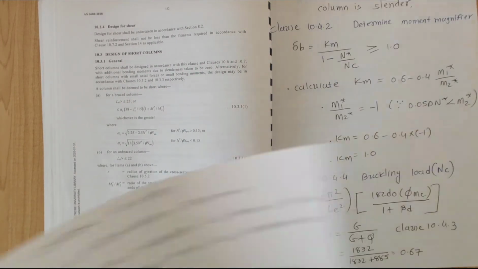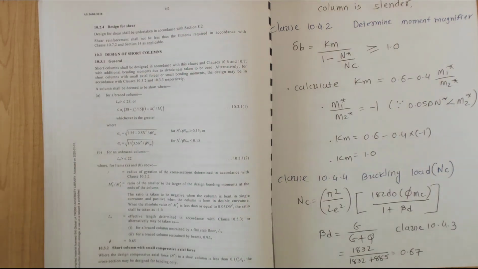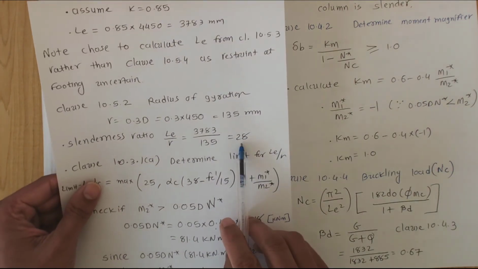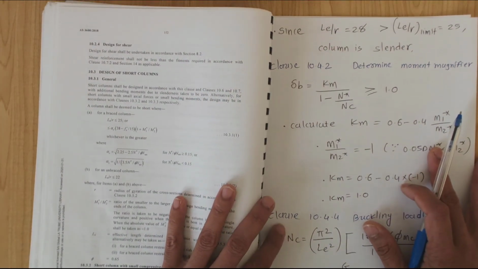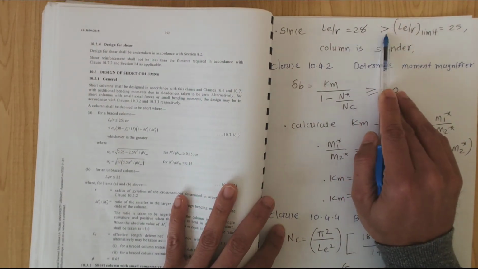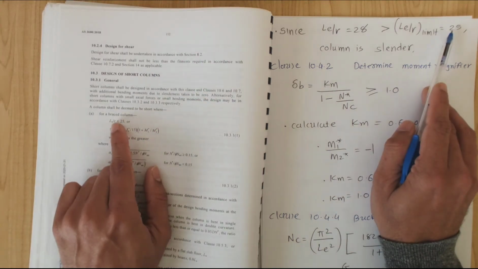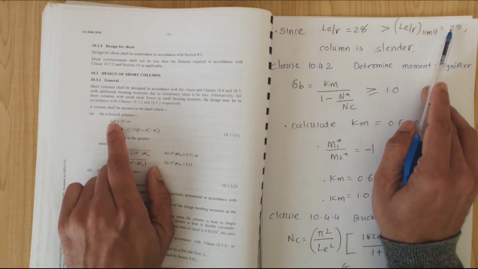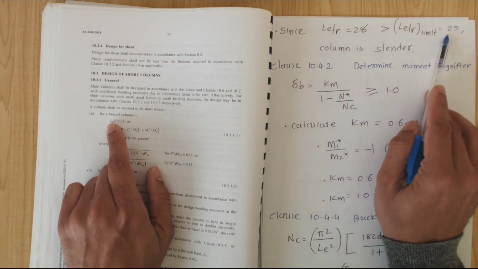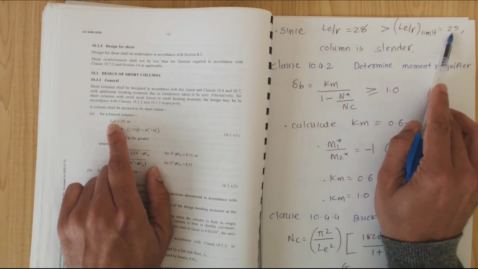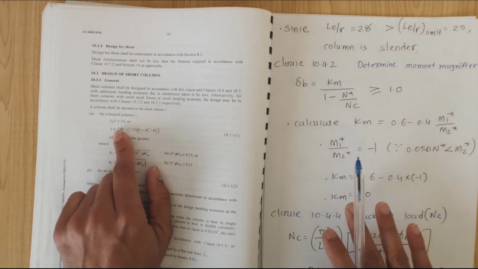Now that we have 25, we can compare against the slenderness ratio that we calculated. We calculated 28, which is greater than 25. It says if it is less, then it is a short column. Since the calculated slenderness ratio is greater than our slenderness limit of 25, the column is slender.